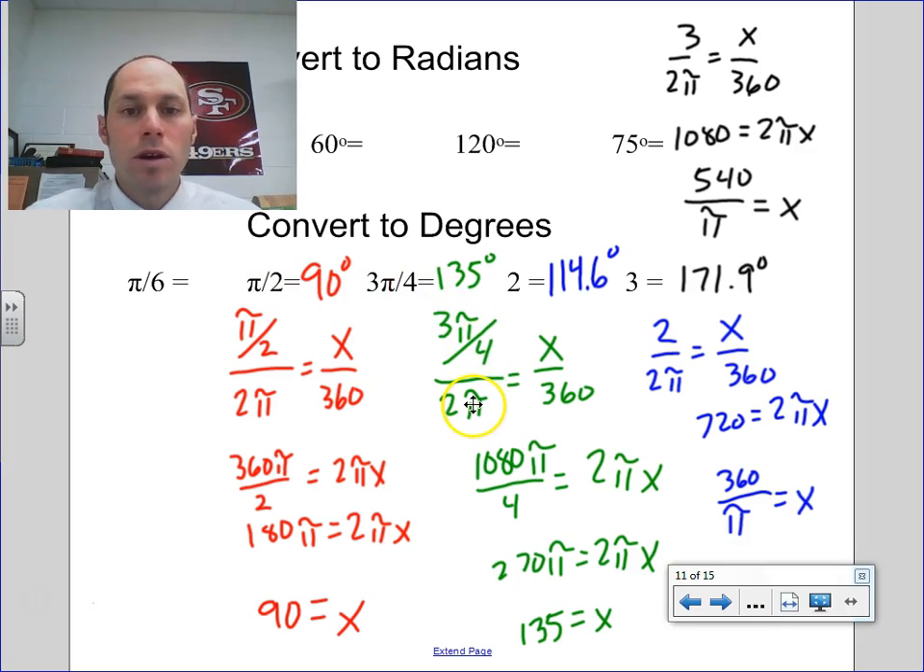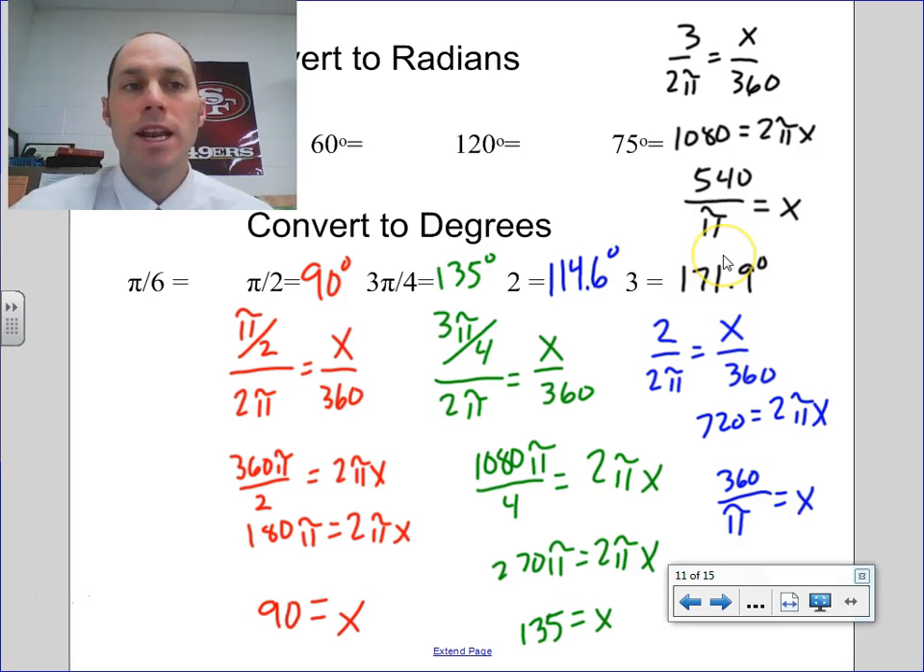So 3 pi over 4 out of 2 pi is x out of 360. Simplify that down and get x equals 135. Now 2 and 3 aren't in terms of pi, so we're not going to get an exact degree measurement. These will be approximations. If I take 2 out of 2 pi equals x out of 360, I get 720 equals 2 pi x. Divided, it's exactly 360 over pi. So 360 over pi degrees is approximately 114.6. And then same thing, 3 out of 2 pi equals x out of 360. Simplify it down, I get exactly 540 over pi, which is approximately 171.9.